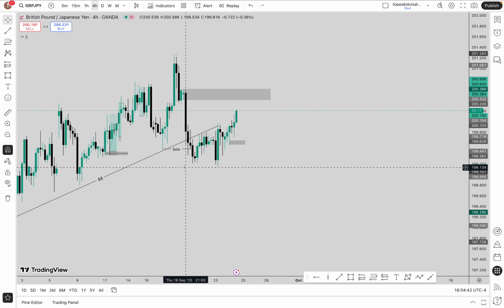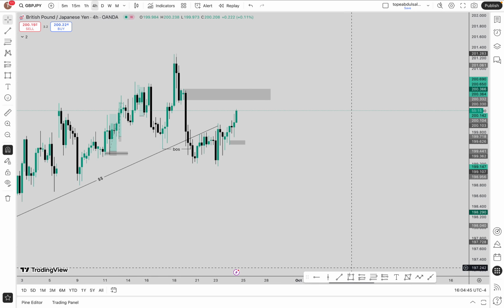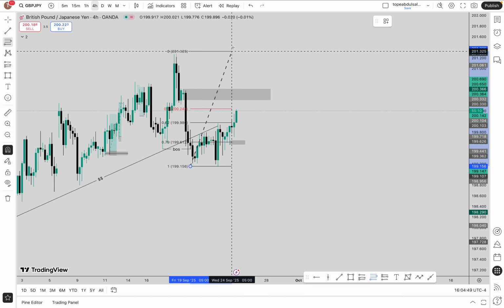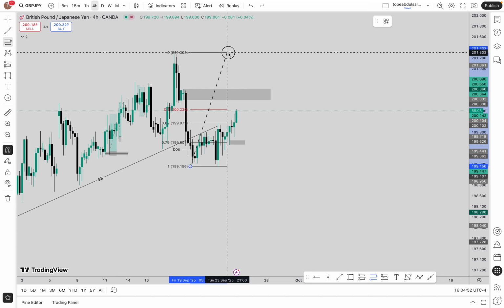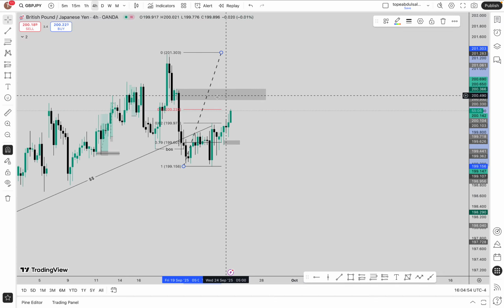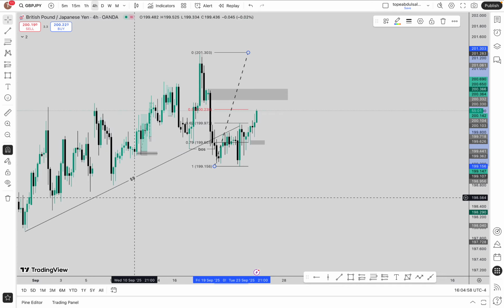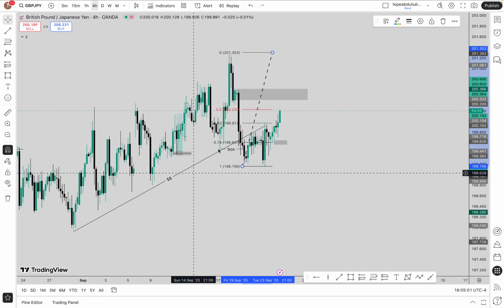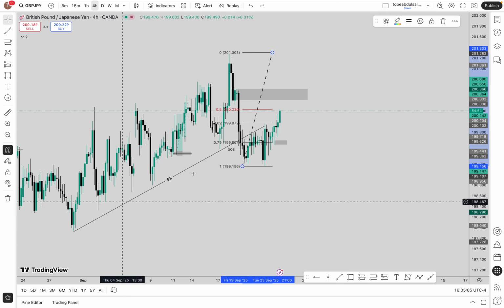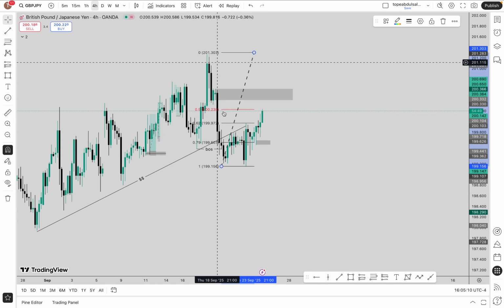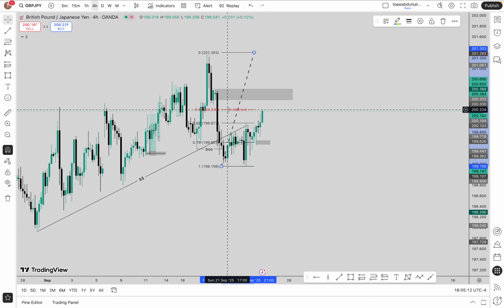Let me use my fib for this. Using my fib from here to here, this area is in the premium area of this whole retracement. So my draw on liquidity is this trend line liquidity, because we broke this trend line, and I'm looking for price to come and clear out this liquidity right here. Using fib, the premium price is from 50% retracement upwards, and this is discount.